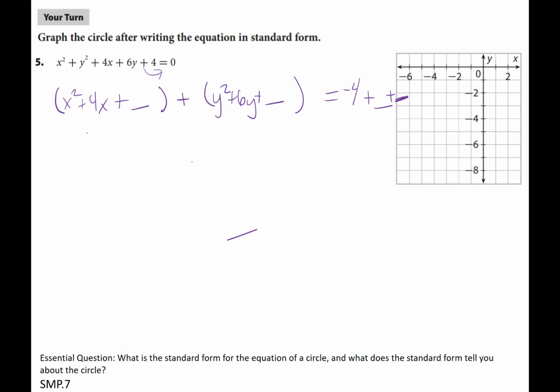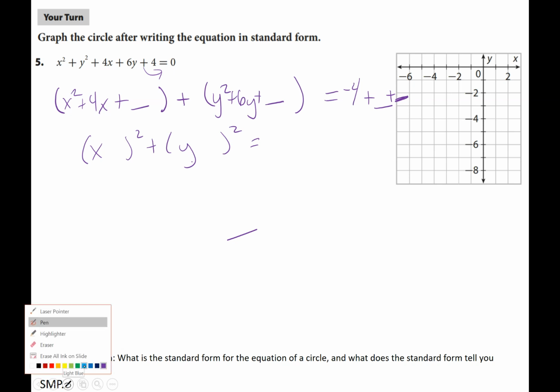I'm going to set these both up for cheating factoring. So x something squared plus y something squared equals whatever we get when we add up those blanks. All right, so now we're going to do our completing the square step, just like we were doing last week and the week before. So to complete the square, we divide the middle by 2.